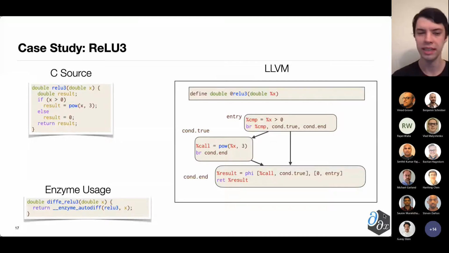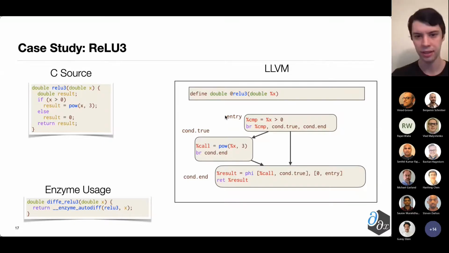So let's take that same example we've been talking about, the C code here for ReLU3, and we wanted to use Enzyme, specifically the C front end or C++ front end. We would call the derivative by first calling this magic function Enzyme AutoDiff, passing as the first argument the function that we wanted to go ahead and differentiate, and then pass any additional arguments that are necessary for the function or its derivative.